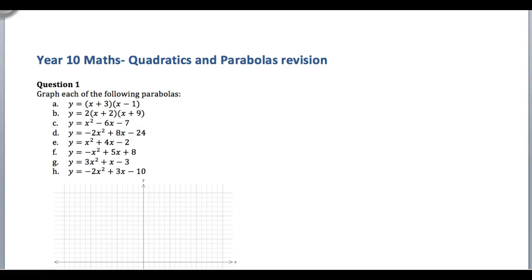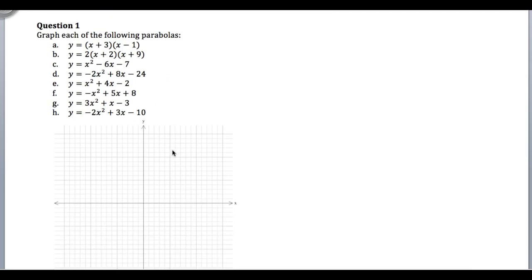All right, in this video we're going to look at how to graph parabolas from the equation. So remember, the quadratic is the name of the equation, parabola is the name of the graph. So here I have 8 quadratic equations. Some of them I've given a bit of thought so that they would actually come out nicely, but towards the end I just chucked in some random numbers, so it'll be interesting to see how they actually turn out.